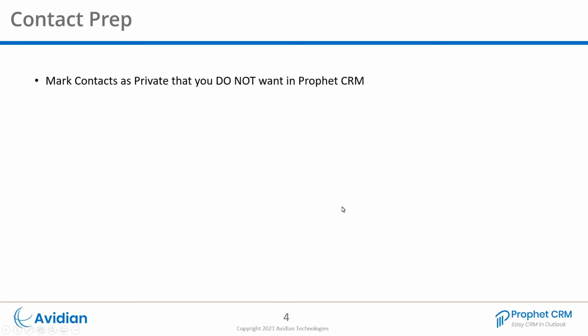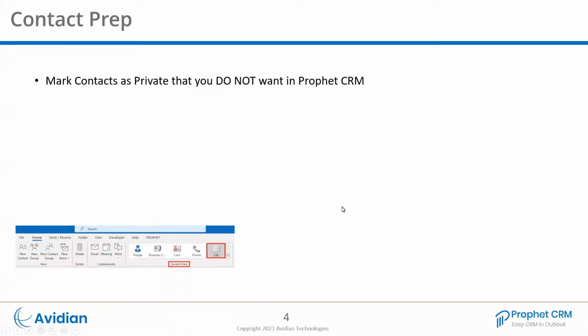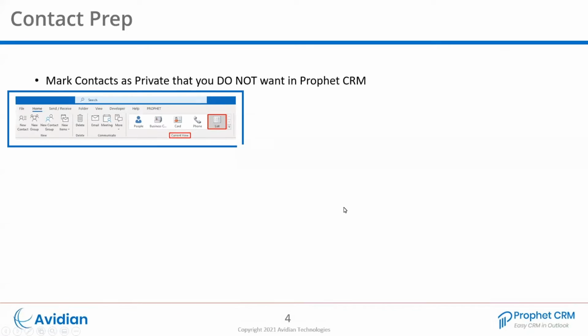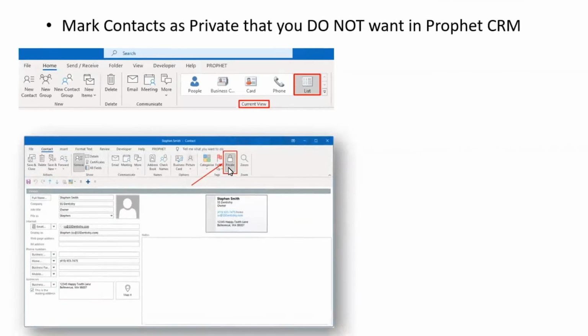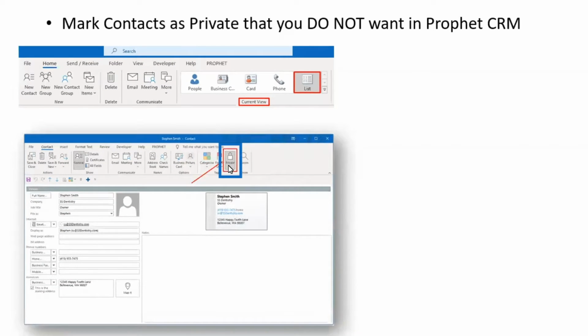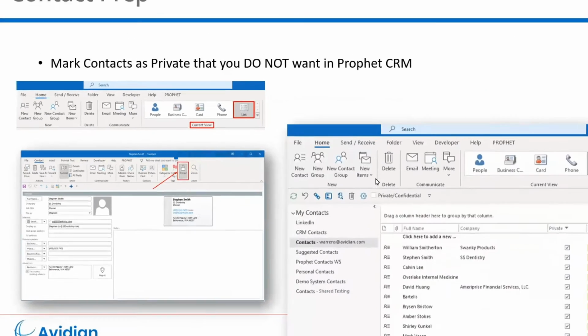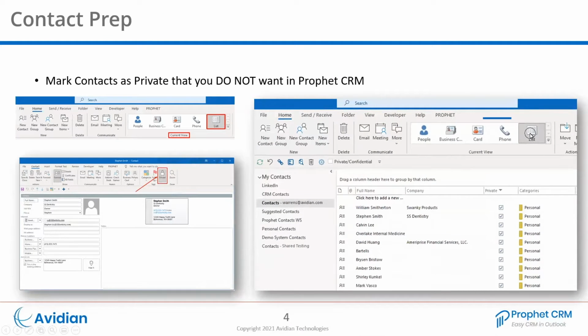One of the key things to start off with is to prepare your contacts. One of the key concepts that Prophet uses is the ability to mark contacts as private. It's just an Outlook function. There's a little lock symbol on an Outlook contact. You can also put them in a list view, which is a way to look at your contacts in Outlook. And this is all before you install Prophet, although you could do it afterwards.